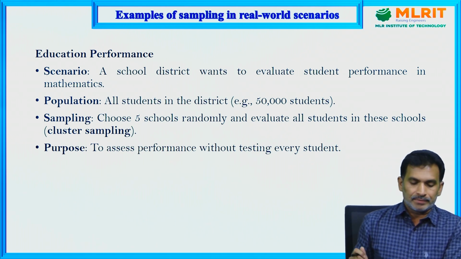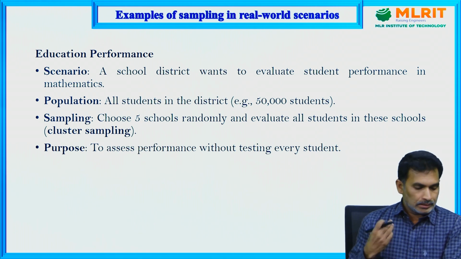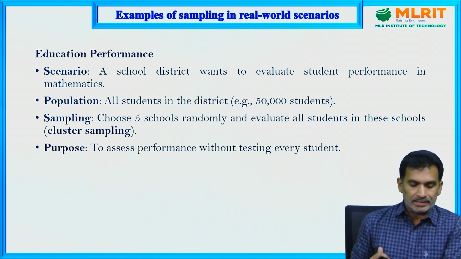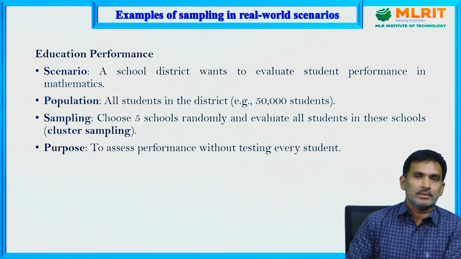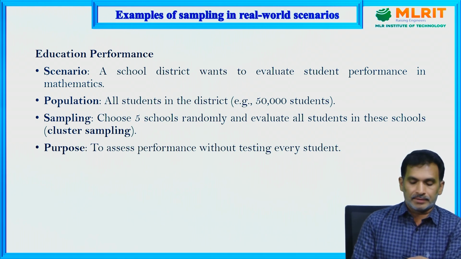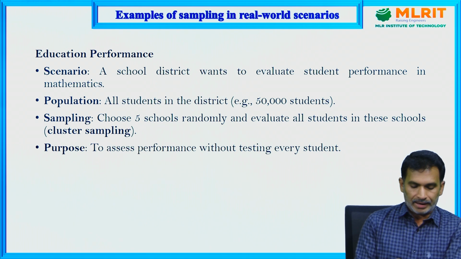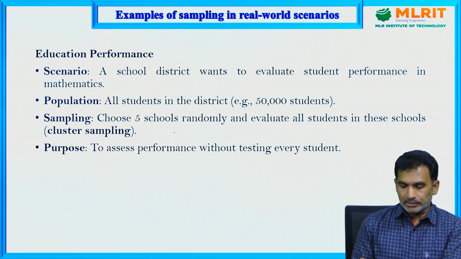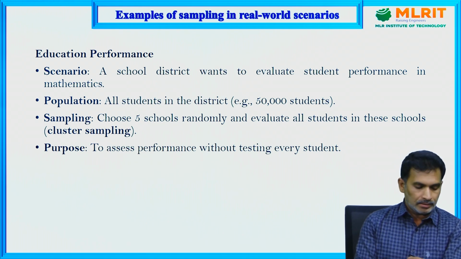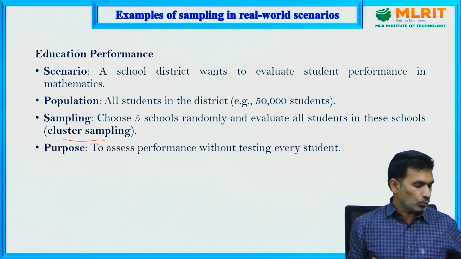Another example of sampling is education performance. The scenario would be a school district that wants to evaluate student performance in the mathematics subject. Here the population would be all students in the district, for example 50,000 students. For the sampling, we choose 5 schools randomly and evaluate all students in these schools. This sampling would be clustering. The purpose is to assess the performance without testing every student.